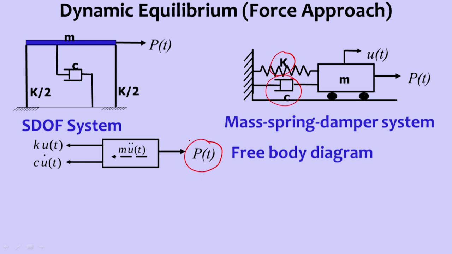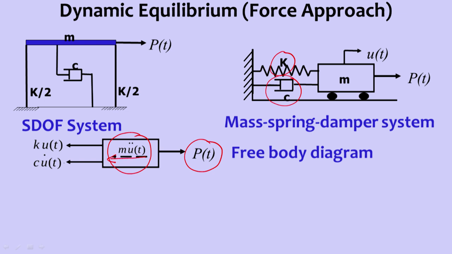the external force P is acting in the right direction, and as we discussed earlier, according to D'Alembert's principle, a moving mass generates an inertia force opposing the motion. So, the mass is moving in the forward direction, but the inertia force is generated in the reverse direction. That is how it is represented in the back side.